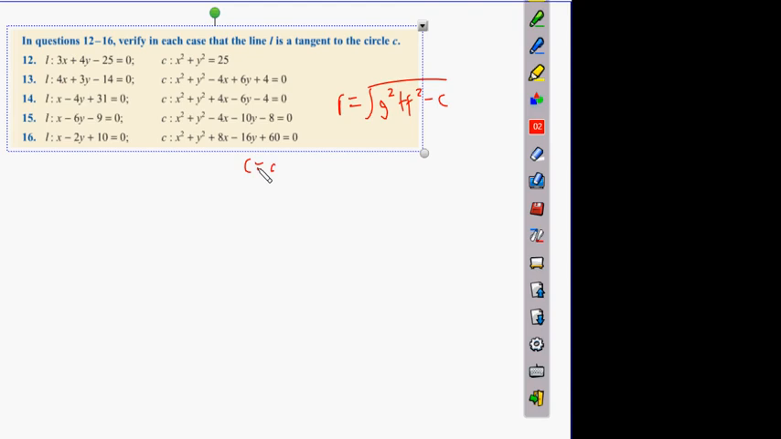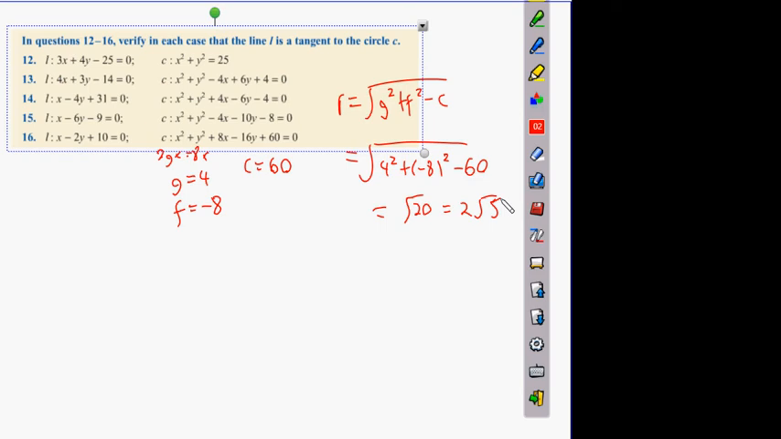C is 60. 2gx is 8x, so g is 4. And f is minus 8. Put that into this formula here. And we're going to get 4 squared plus minus 8 squared minus 60. And we're going to get the square root of 20, also known as 2 root 5.